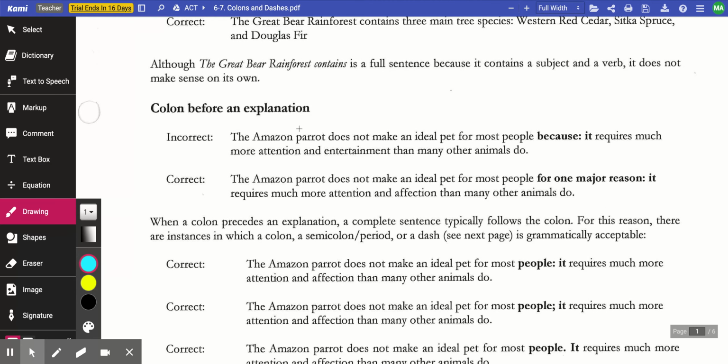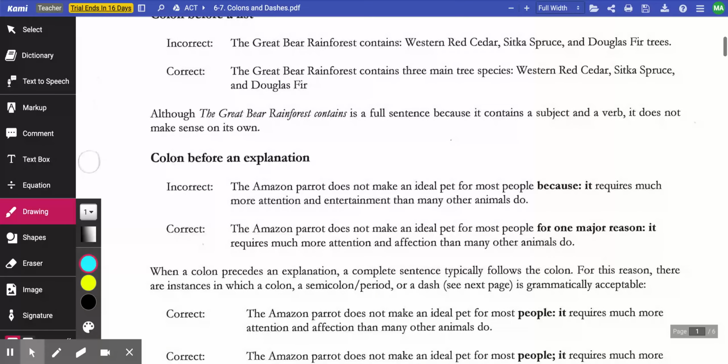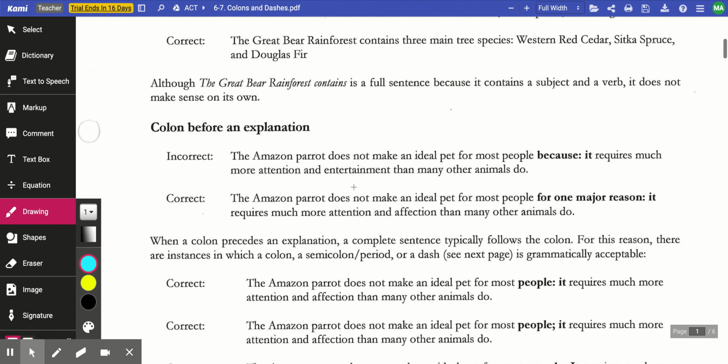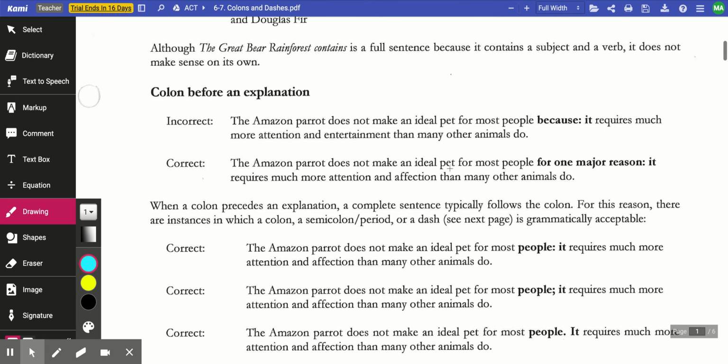Colon before an explanation. I really just think about this as a list of only one thing instead of a totally separate thing from the first definition, the first usage. So for me, it's the same. It still has to be behind a complete sentence. The Amazon parrot does not make an ideal pet for most people because, you can't put a period there, so you can't put a colon there. The Amazon parrot does not make an ideal pet for most people for one major reason. Complete sentence. So the colon works. It requires much more attention and affection than many other animals do. So 2 complete sentences in that case.